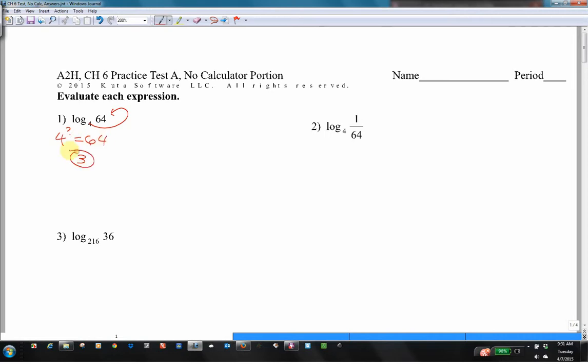That would be 3. The next one, we'd say 4 to what power gives me 1 over 64? So the 4 goes from a numerator to a denominator, so it's going to have a negative on it. And then that would make 4 going to 64. That'd be a negative 3.